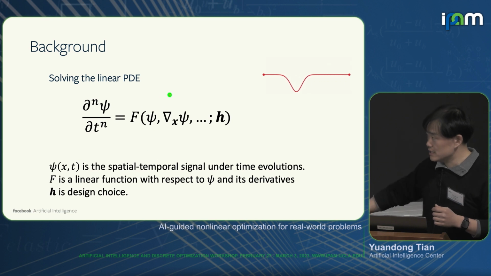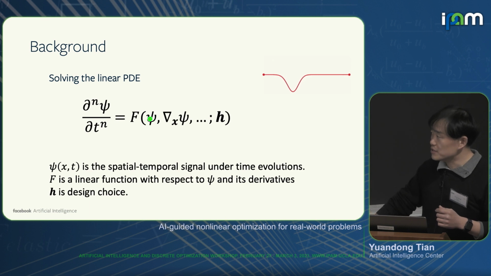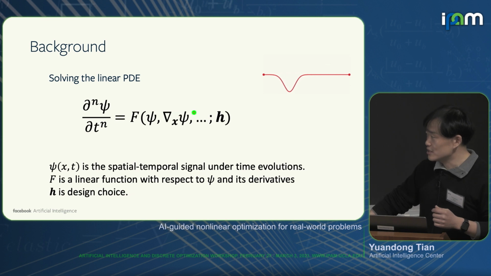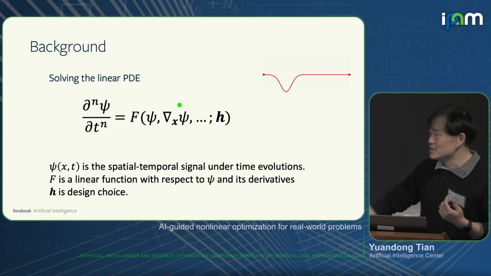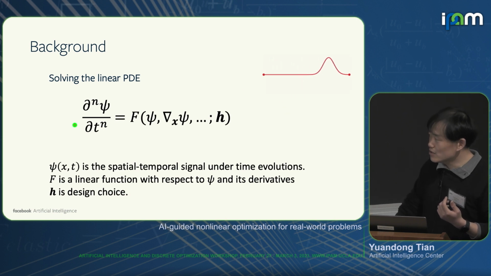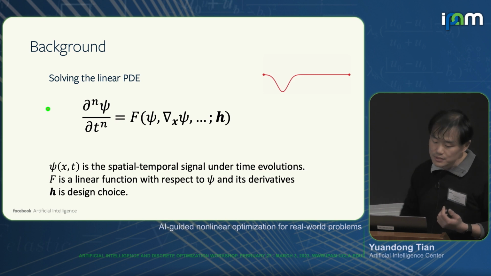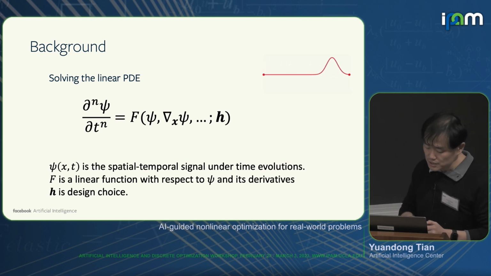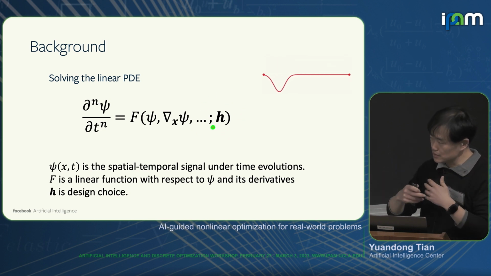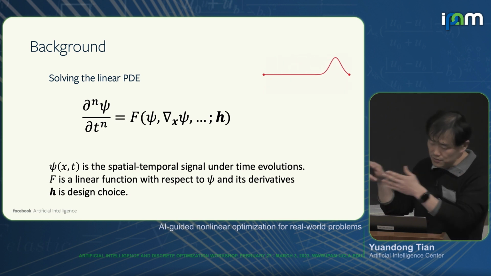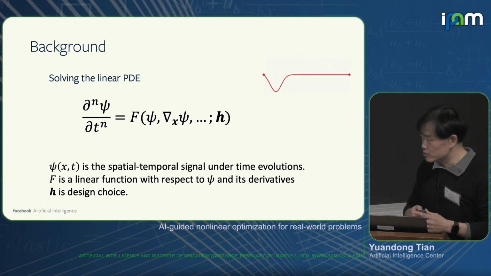This is a linear partial differential equation in which f is a linear or affine function that takes the signal itself, the gradient of the signal, and the higher-order gradients as input, and does some linear combinations. This combination affects how the signals evolve over time. So that's basically the linear PDE that we are addressing. And this H is the design choice we want to put into the system so that the evolution follows what we want it to be.